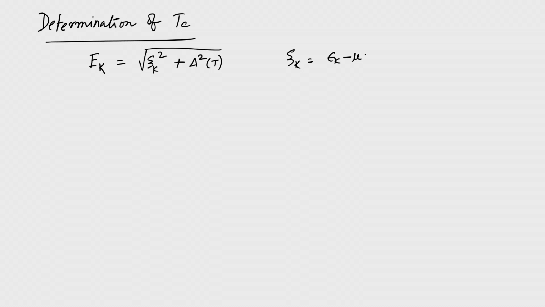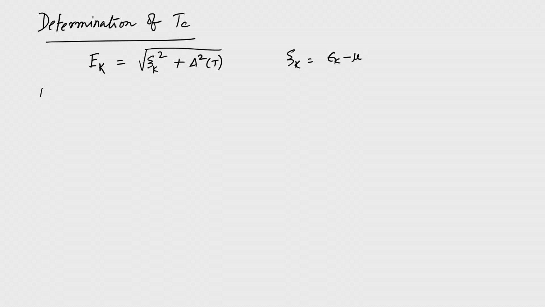So, just to remind you that we have computed the quasi-particle energies, which are given by Ek equal to the square root of xi k square plus delta square. Delta is a function of T, where xi k is nothing but epsilon k minus mu, because we decided to work in the grand canonical ensemble. So, a chemical potential is needed to be introduced, and so these are basically the single particle energies, or the band energies, and this delta is the gap.